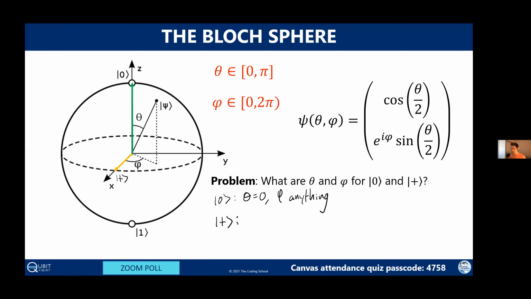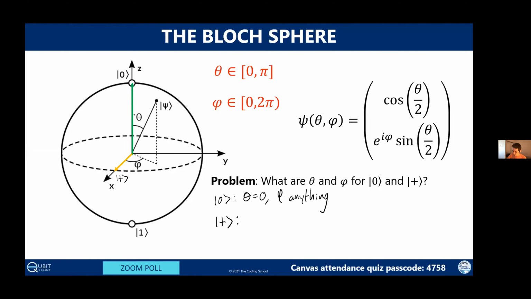Oh, by the way, this is what I was referring to before when I said almost every point has a unique set of theta and phi that describe it. The only 2 points that don't are the north and south poles, right? So when theta is 0, phi can be anything. When theta is pi, phi can also be anything, right? But whenever theta is in between, you do have to worry about what phi is.